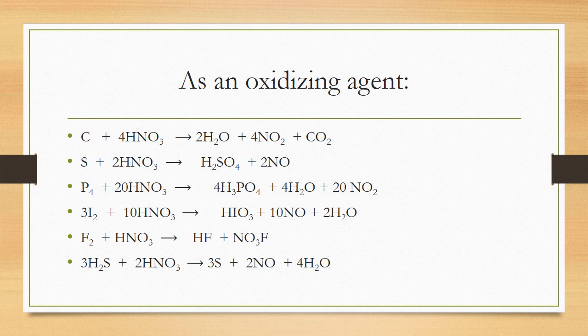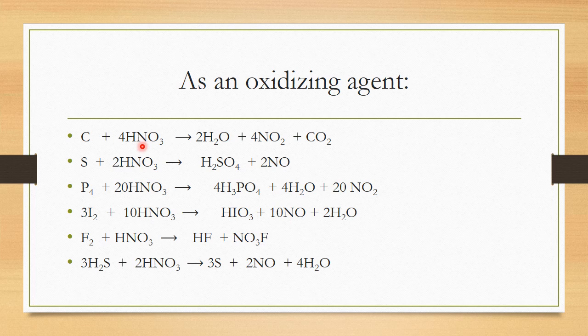Then as an oxidizing agent, an important chemical property of nitric acid is that it can be a very good oxidizing agent. Oxidizing agent means something which undergoes reduction. So this can undergo reduction. What is meant by reduction in terms of oxygen? Reduction is nothing but the removal of oxygen.